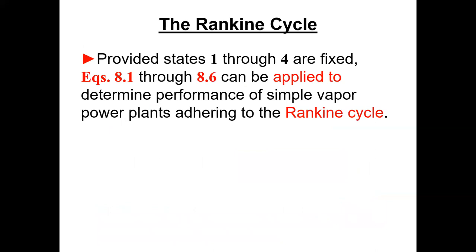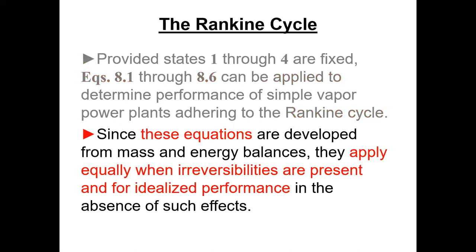Okay, let's see. The problem provides the states: those are the states out of the boiler into the turbine, out of the turbine into the condenser, and across the pump. So long as you know those state points, we can use the equations to determine the performance of a Rankine cycle.